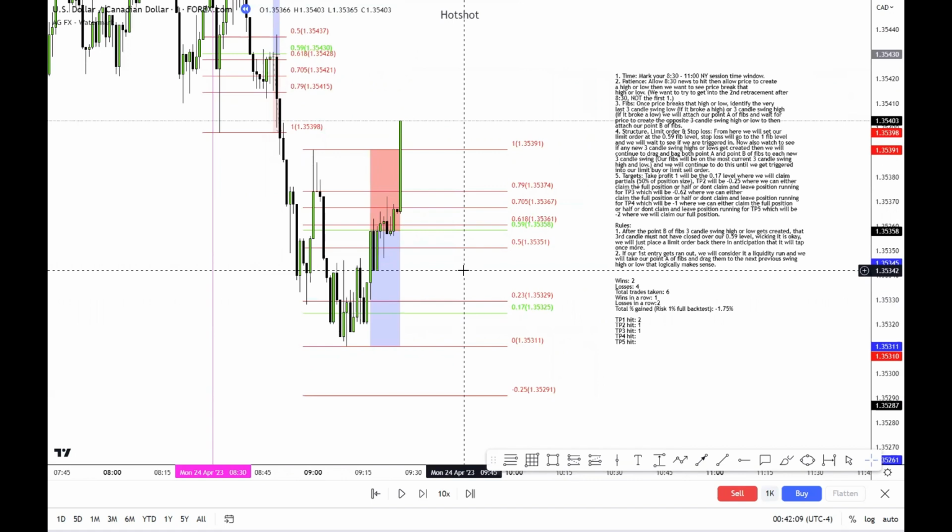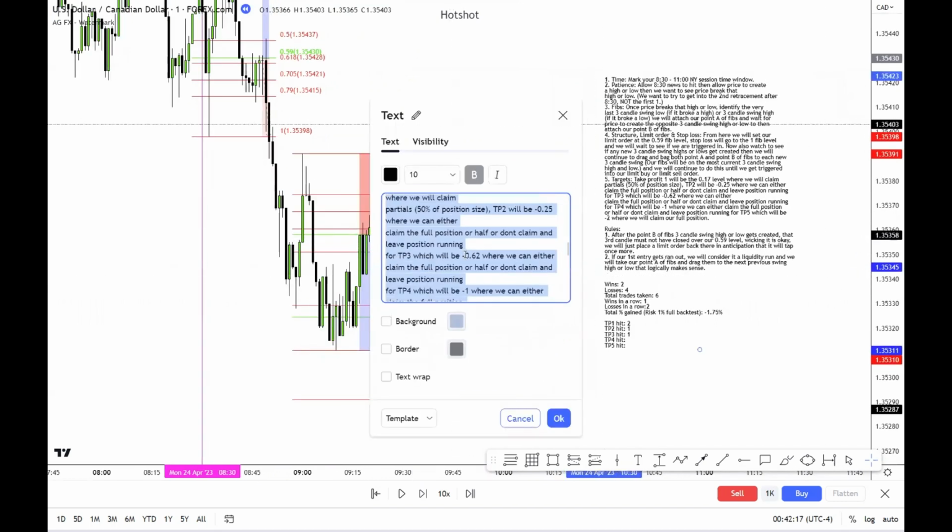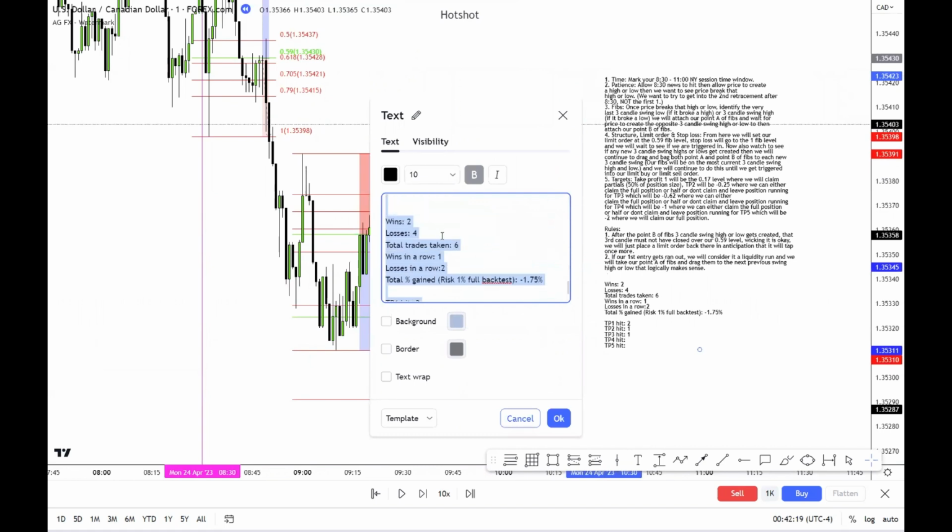Hmm, very interesting. Let's go to the next day. Let's just count that as another loss. Screw it. At this point, we'll just say that that's 3.